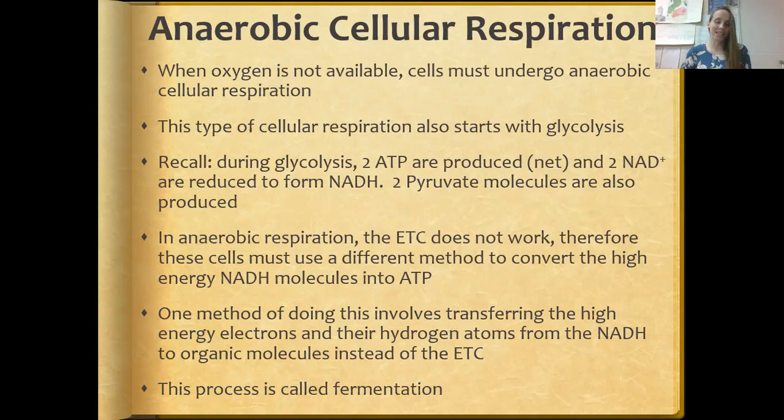In anaerobic respiration, the ETC isn't running because we don't have the oxygen at the end of it to be that final electron acceptor. So therefore, we need to have a different method to convert those high energy NADH molecules into ATP. So essentially, we're going to transfer those high energy electrons to different organic molecules instead of going through the ETC. That process of the NADH giving up its high energy electrons is called fermentation.